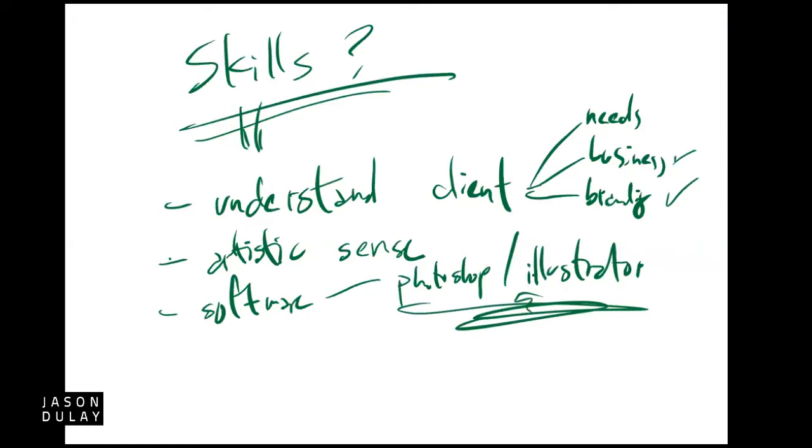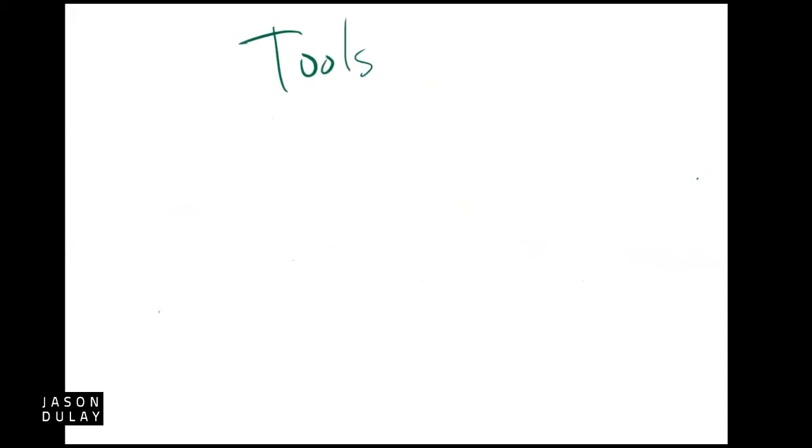Okay, let's take a look at the different tools. What are the different tools that a graphic designer should have? Of course, we talked about Photoshop and Adobe Illustrator. This is PS, Photoshop, and AI stands for Adobe Illustrator. Those are very important tools for graphic designers.